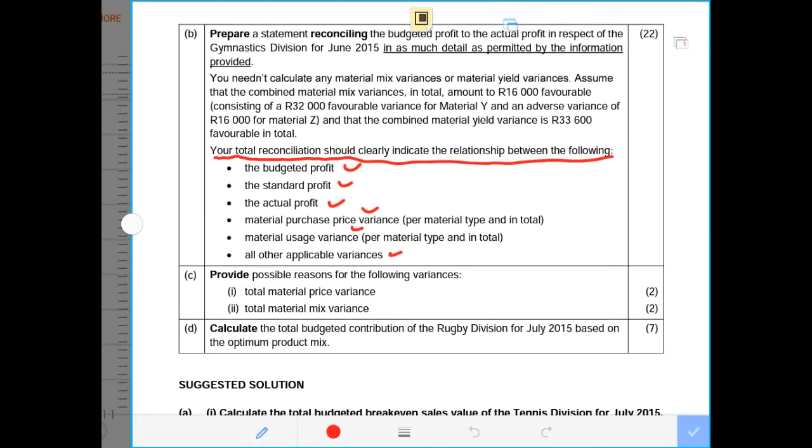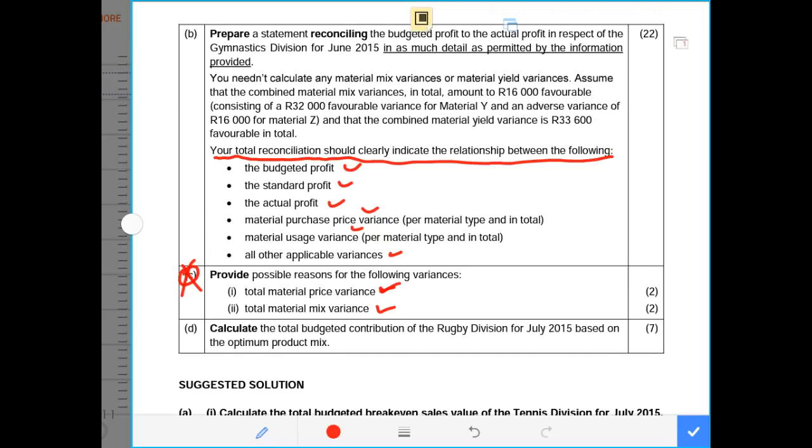Then we have number C, where we are required to provide the possible reasons why the following variances arise, which are the material price variance and the total mix variance. For this one, I will not go through the theory. You'll read that by yourself. Why will this be a reason?